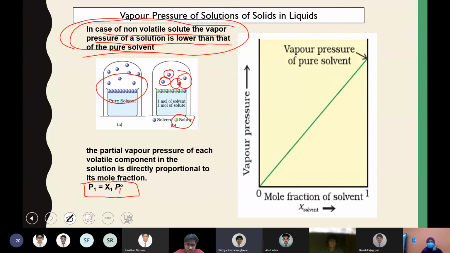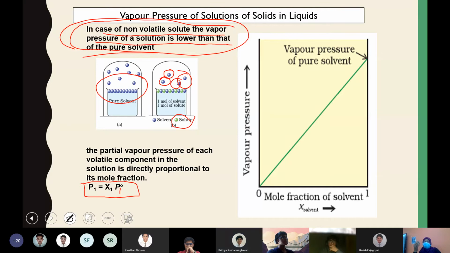Also, is P1 naught constant or not? P1 naught will be constant for a particular temperature. That means the vapor pressure of water at 35 degrees will be a constant value, like the vapor pressure of alcohol at 35 degrees will always be a constant. So will the constant be higher or lower with temperature? Which one? The constant P1 naught. Say for the alcohol example, will it be higher at 40 degrees Celsius or at 20 degrees Celsius?